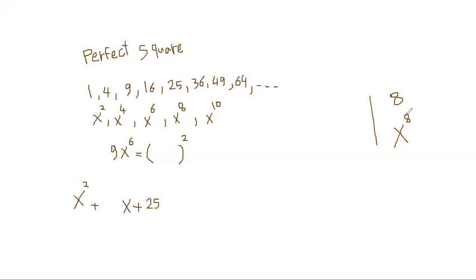Why? Because I cannot write 8 as a whole number power 2, but x power 8 you can express as x power 4 all squared. So remember the difference: 8 has no square root as a whole number, but x power 8 has a square root, which is x power 4.